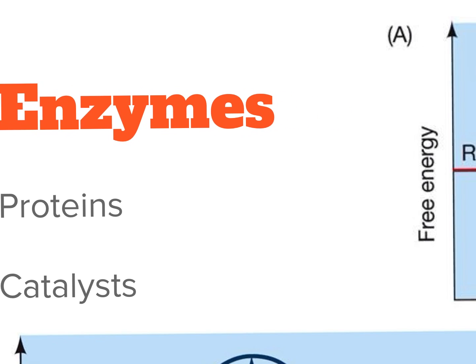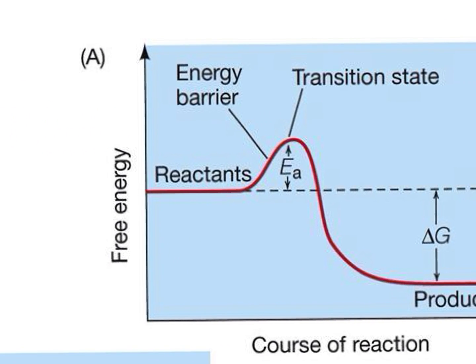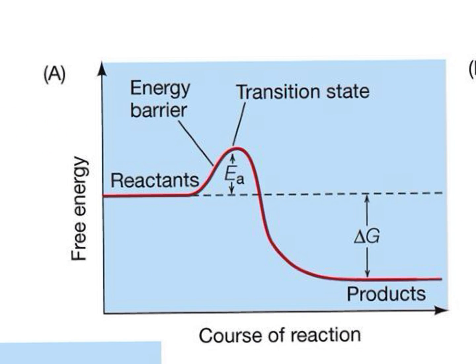So we can think about reactions as having an energy barrier between the reactants and the products. So here's our energy barrier. Right? We have reactants coming into the reaction, and then we have products coming out. Right? So this would look like reactants. Reaction happens, and then we get products.